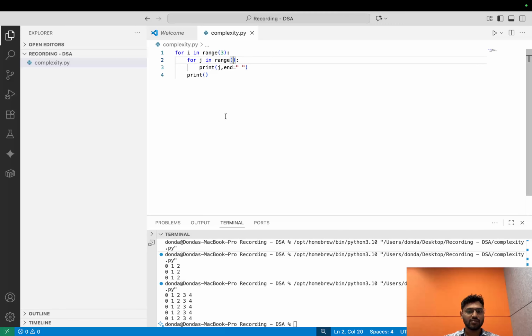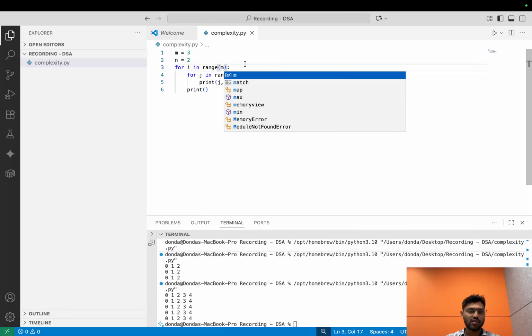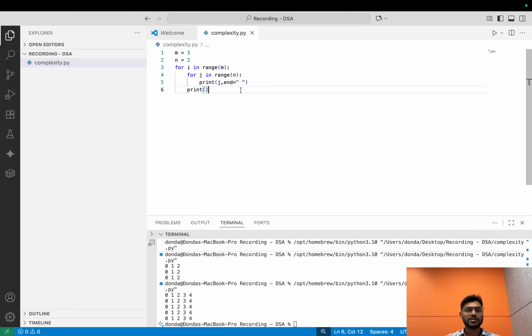Or let's make it more simpler. In this case, there is only one variable, n. But now I am taking two variables, m and n. Outer loop is running m times, inner loop is running n times. Okay. First, let's predict the output. What will be the output? I'll make it easy for you.